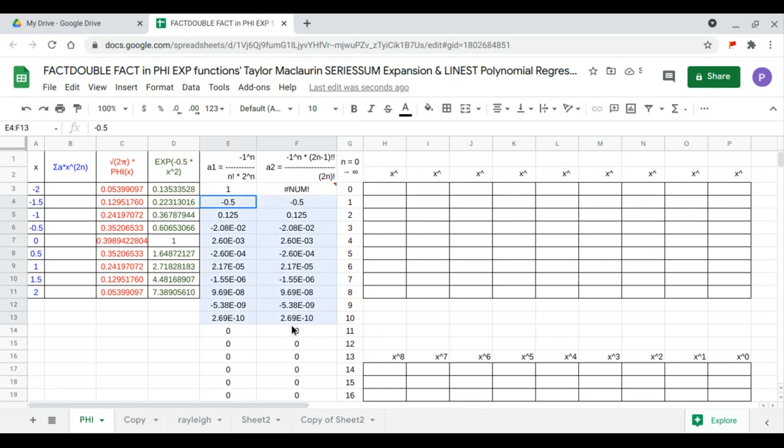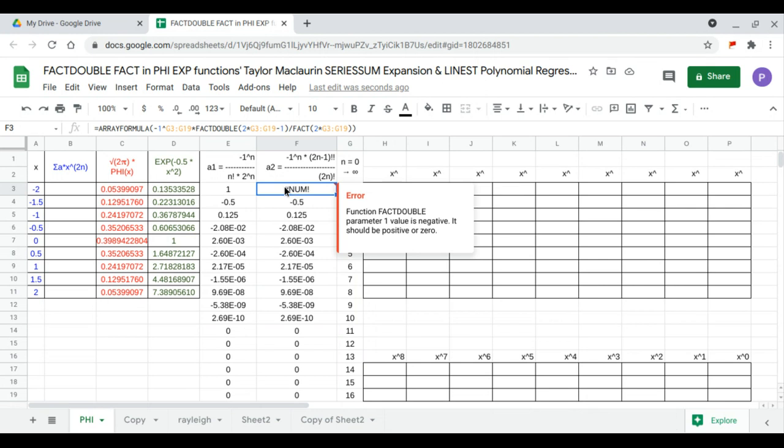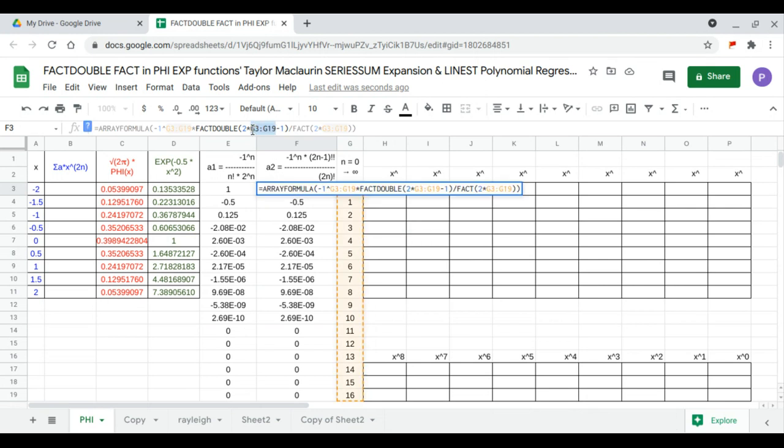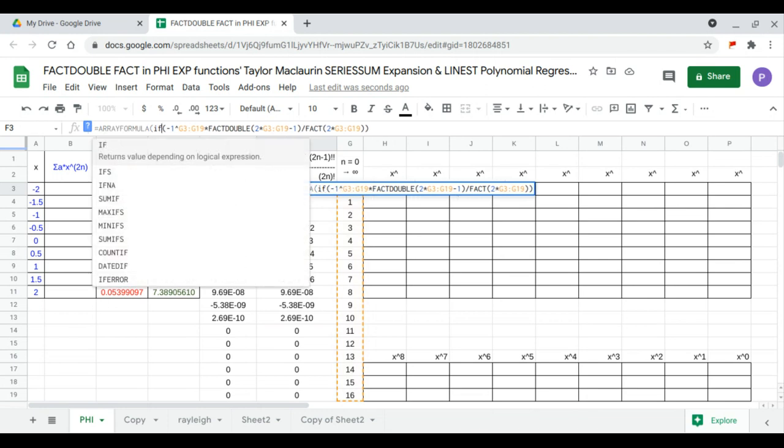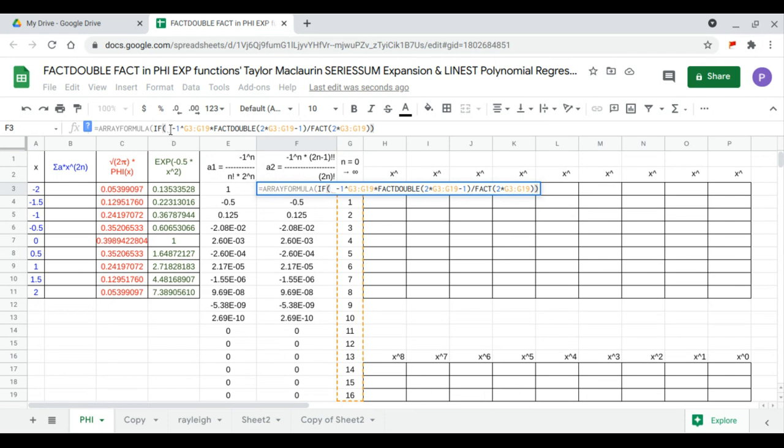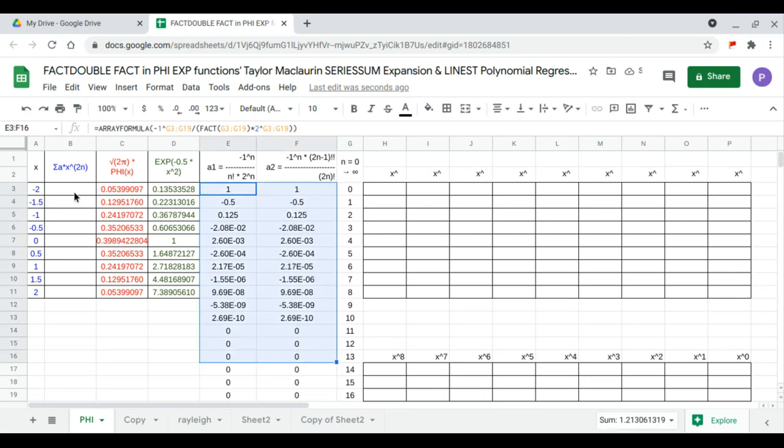The values here are exactly the same, except for the first item. We'll correct this. So, if n equals 0, then it should be 1. So we'll correct this. If n equals 0, then 1. Otherwise, calculate. Now their values are exactly the same.